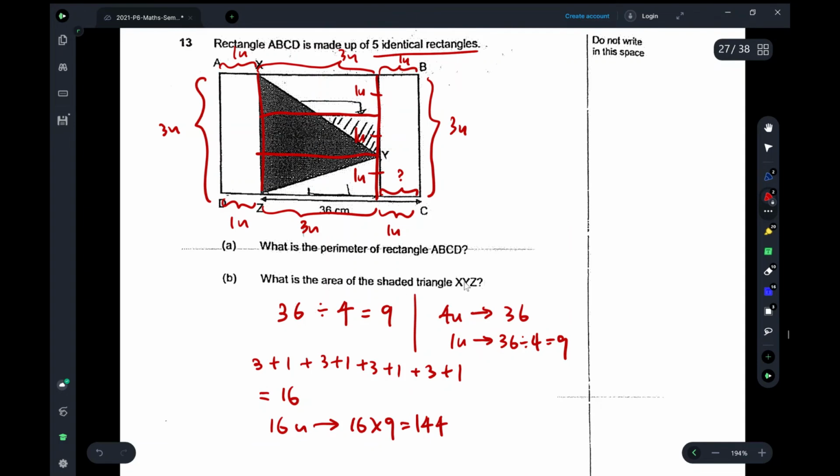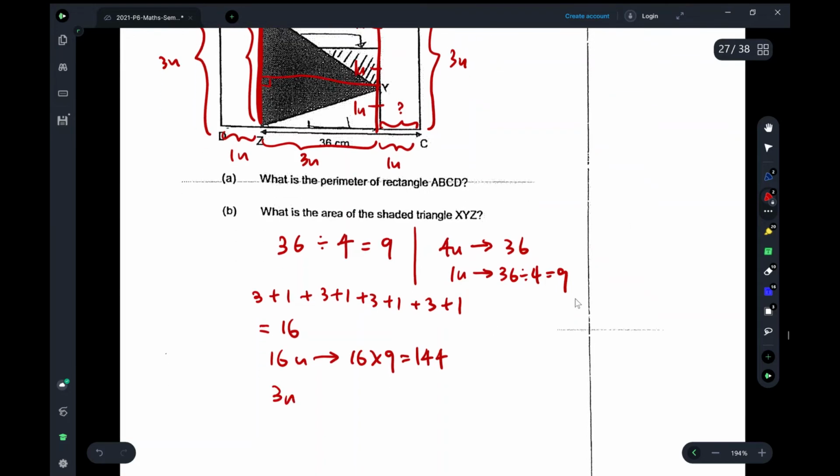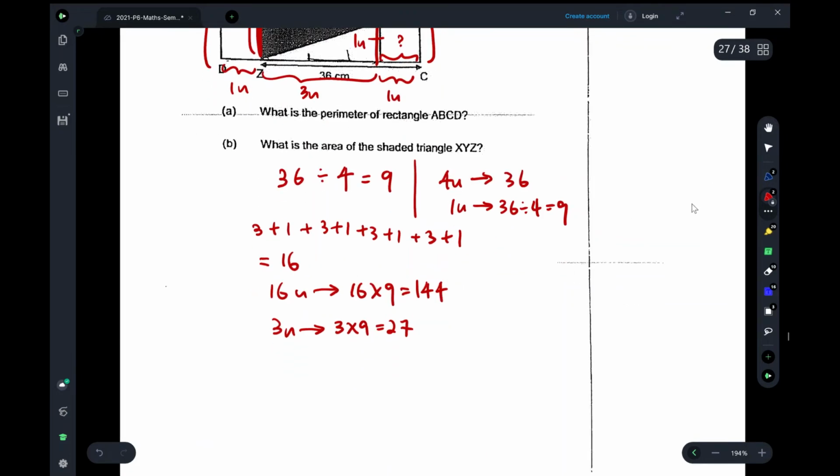Now, what is the area of the shaded triangle XYZ? So this triangle here has the base of this, which is 3 units, okay, and then the height of this, which is also 3 units. So let's find what is 3 units, because that's both the height and base. 3 times 9 is 27. We want the area of the triangle, so area of triangle is height and base times half.